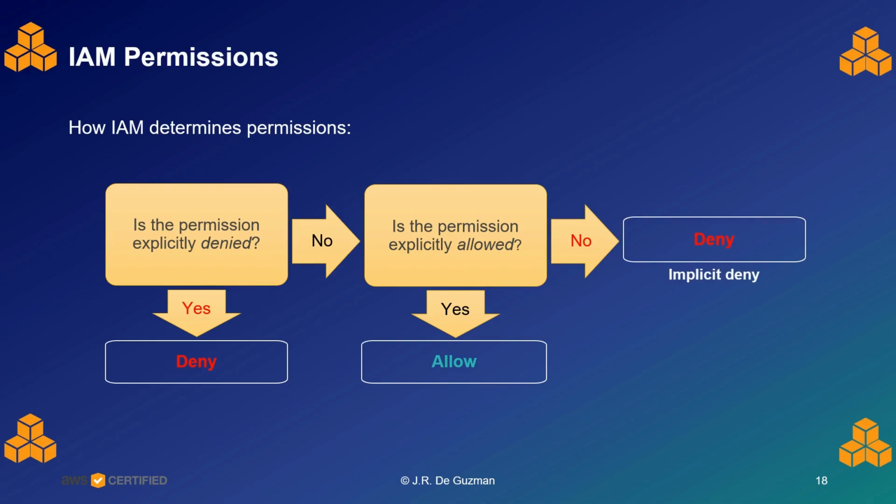The user will be permitted to take the action only if the requested action is not explicitly denied and is explicitly allowed. It can be difficult to figure out whether access to a resource will be granted to an IAM entity when you develop IAM policies.